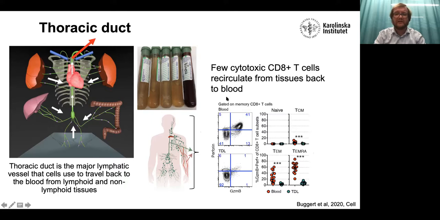So this is just gated on memory CD8 positive T cells, perforin on the y-axis, Granzyme B on the x-axis. This is blood. This is the same individual on TDL. And as you can clearly see here, you have fewer perforin and Granzyme B positive cells. And this is also very independent of which type of phenotype these cells have, because even TEMRAs, and the few TEMRA cells that you find here, have lower levels of Granzyme B and perforin expression in general within cells coming out from tissues in comparison to those that are present in blood.